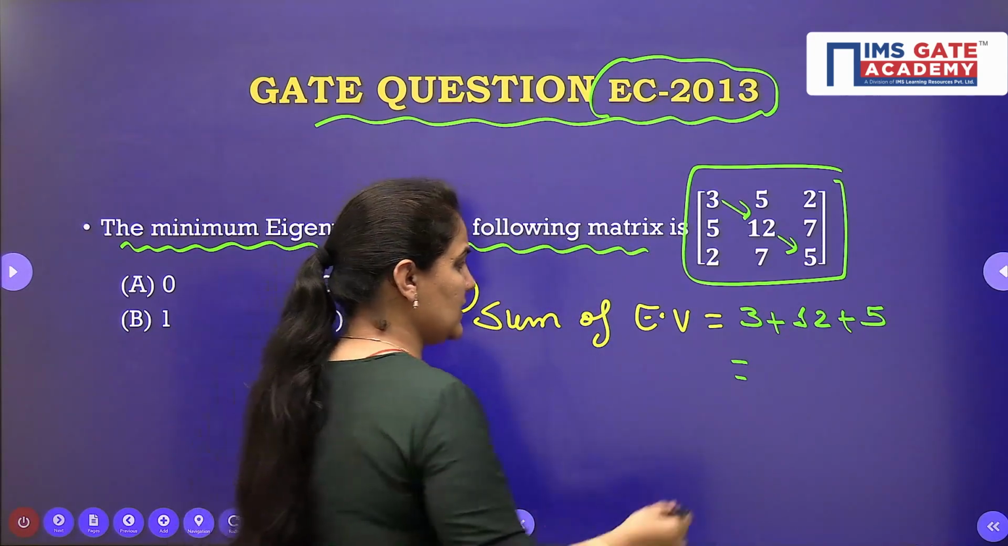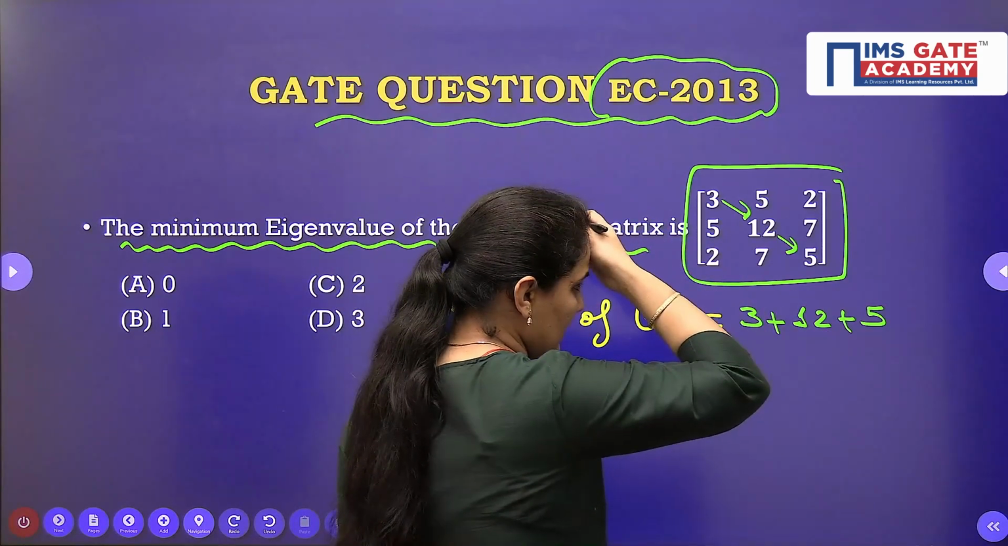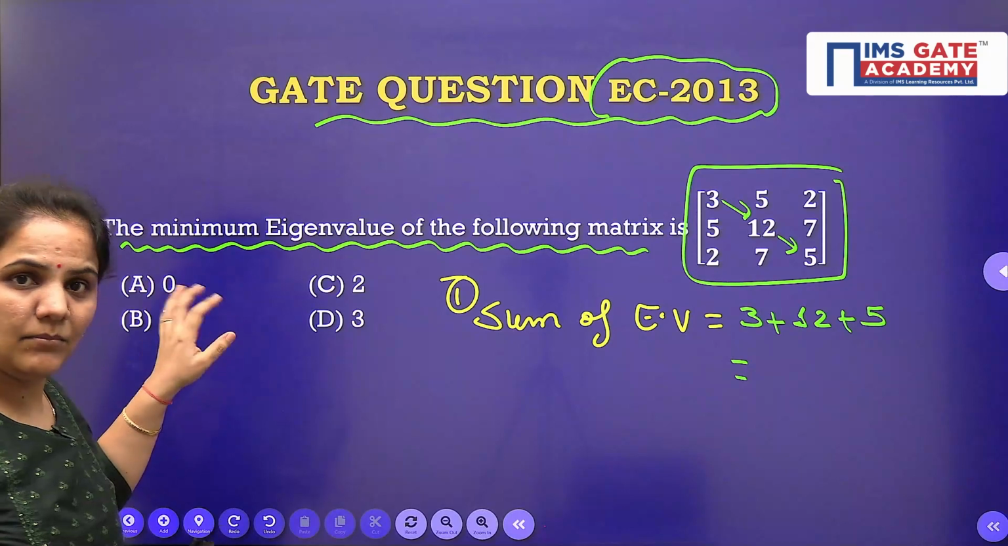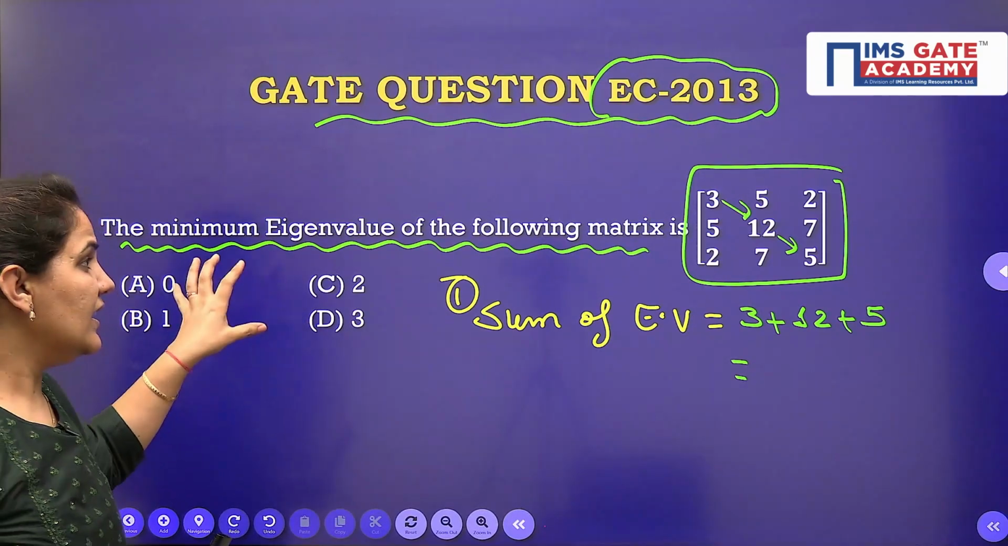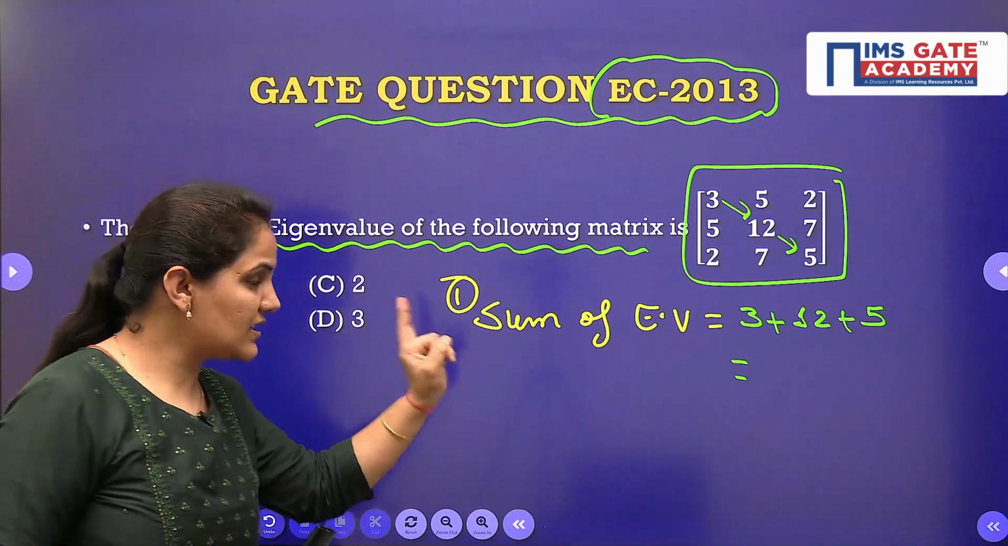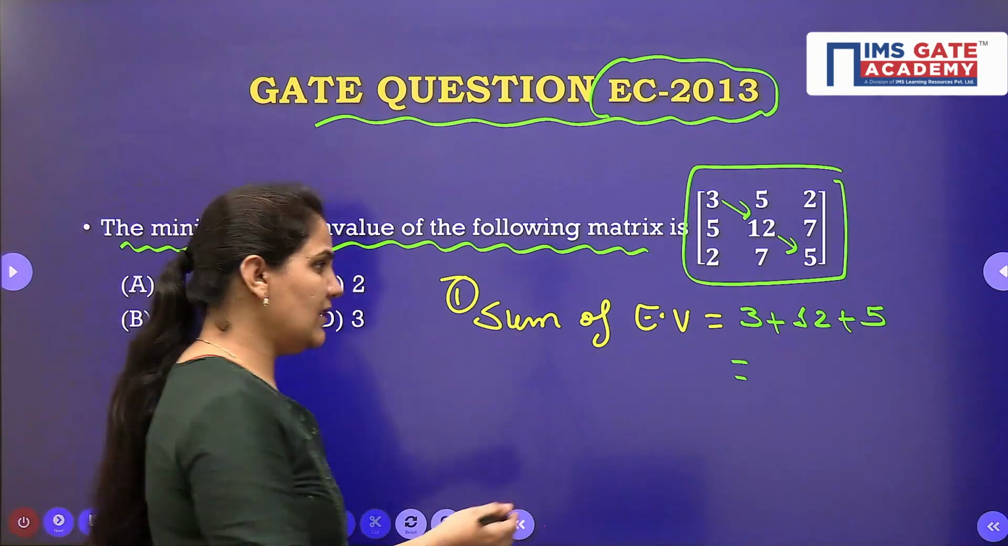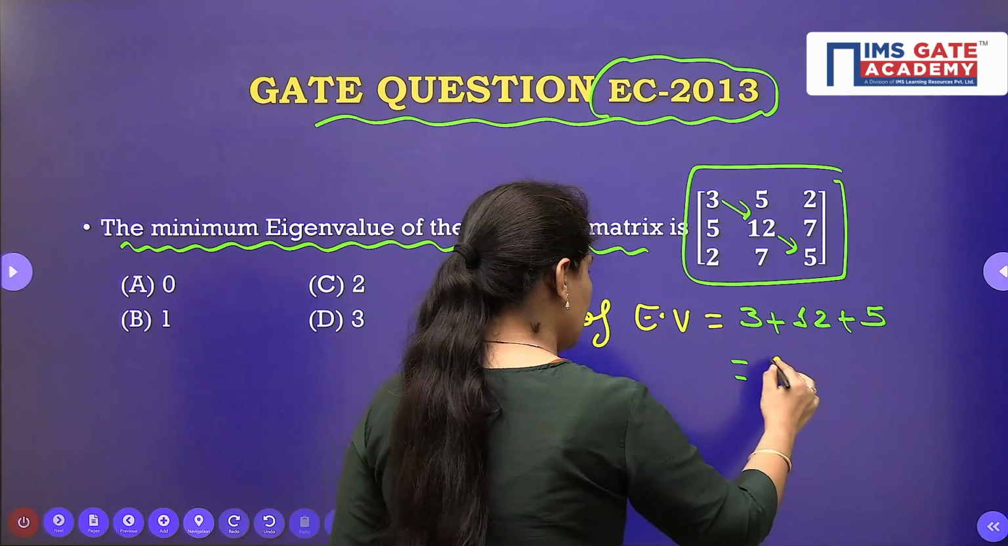If I go with this one, that is 3 plus 12 plus 5, we do not have more than one eigenvalue in the options. So it's typical to find the eigenvalue or the right answer with the sum only. So still we can write 17 plus 3, that is 20.